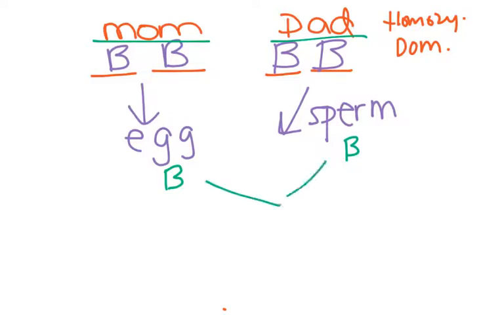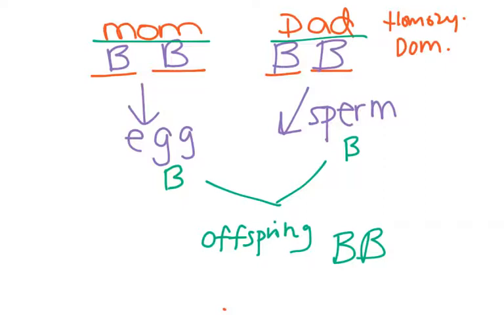So the offspring here is going to have two big B's, and that offspring is going to be homozygous dominant. So no matter what happens and how many offspring these guys have, every offspring will have big B, and they'll be homozygous dominant for blonde hair.